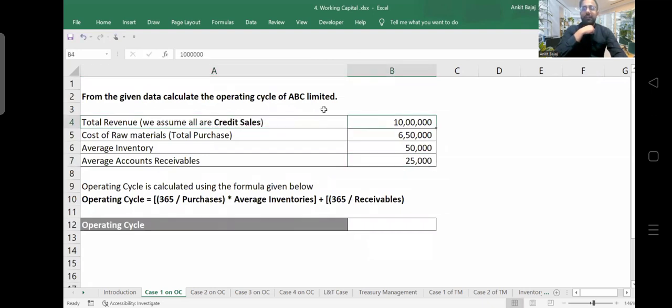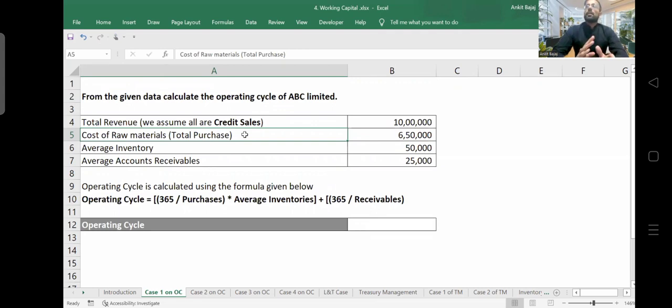So total revenue is 10 lakh rupees. Cost of raw materials given here is 6,50,000. Average inventory is given as 50,000, and average account receivable is given as 25,000. Now, in this case, if you see, COGS is not given. So instead of COGS, we will take cost of raw material consumed.